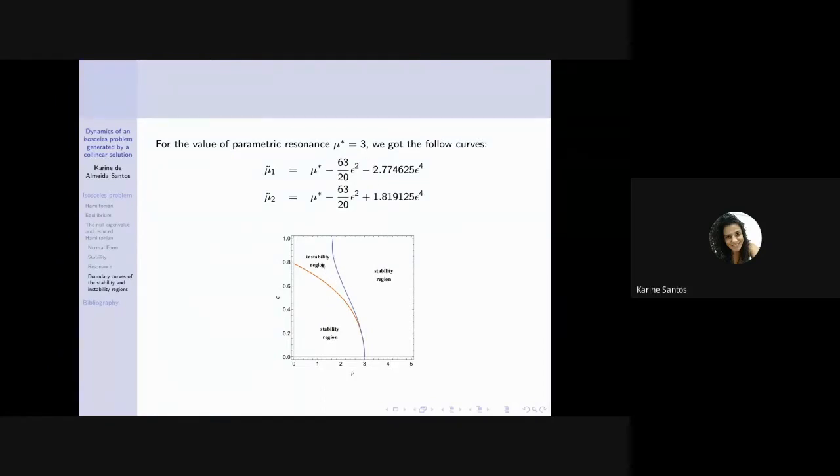So here we have instability regions and stability regions. Look that for low eccentricity, we have just this piece of the curve that is stable. And here is stable. And when the eccentricity increases, we have the instability region. So this example shows us that the strongest stability is very difficult to happen, but we can study the parametric stability and we can obtain a little more information about the system.